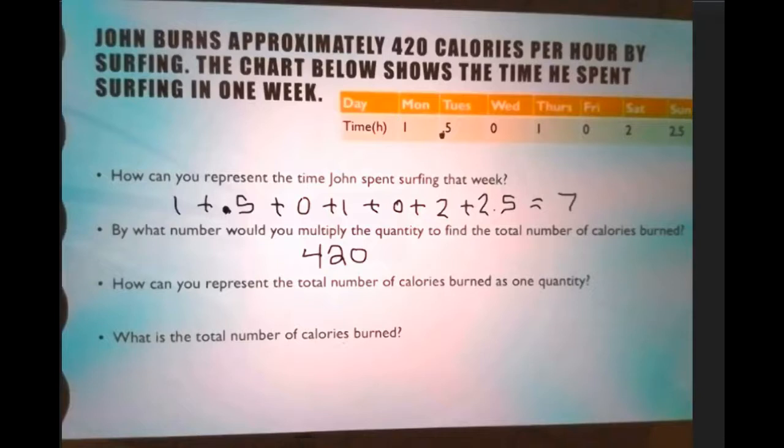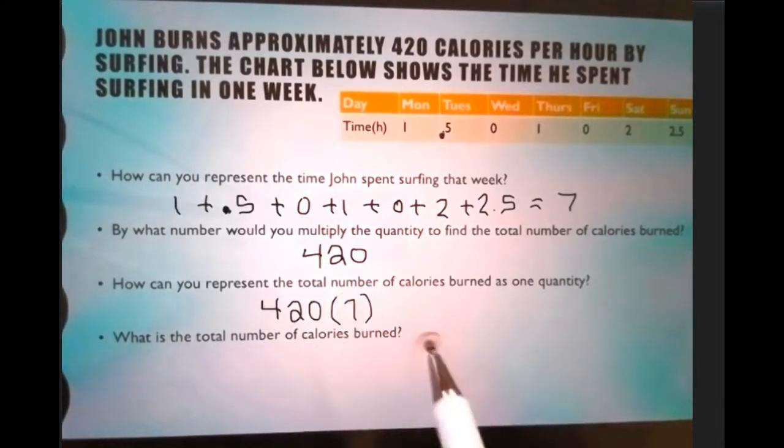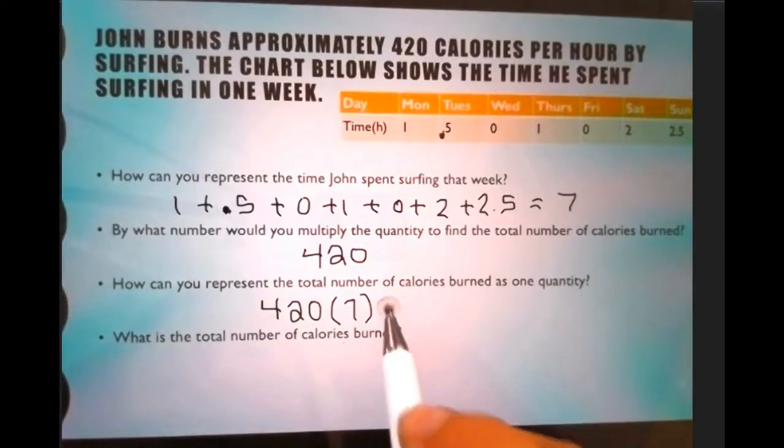How can you represent the total number of calories burned as one quantity? How could I get that as a single number? What would I do? Perfect. So I'd multiply the 7 hours times the 420 calories per hour.